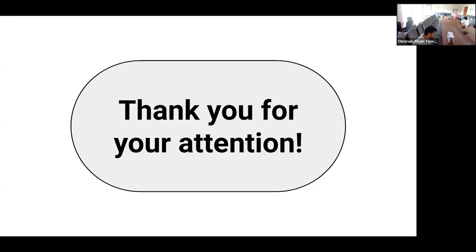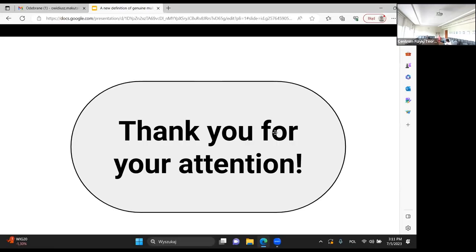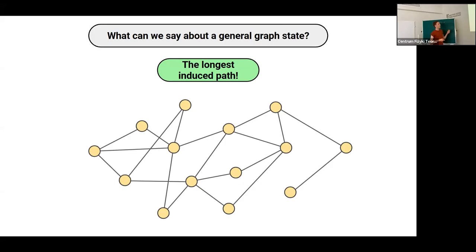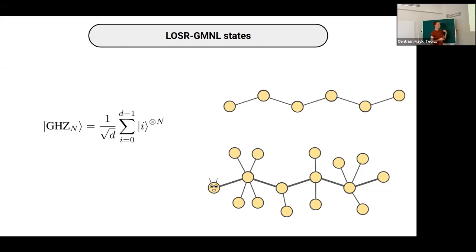So how was it with the higher dimensions? What is proven with higher dimensions? This is for any prime local dimension, this whole central thing. For LOSR-GMNL, this is for any prime dimension. It depends on how big a motivation we will have to generalize it. In principle, I don't see any reason that it wouldn't work for any prime local dimension, but we still don't have it.